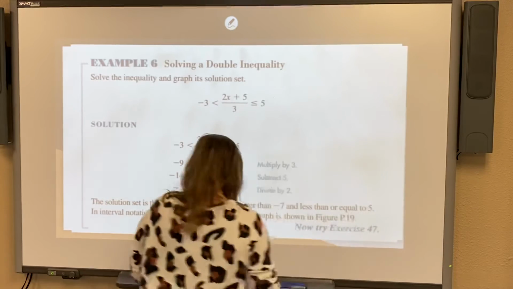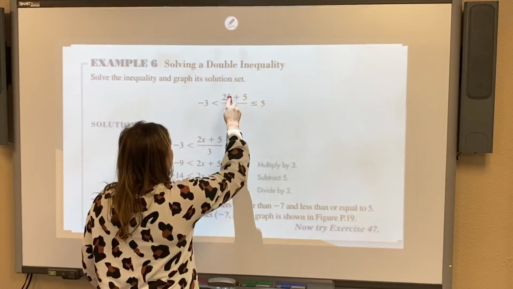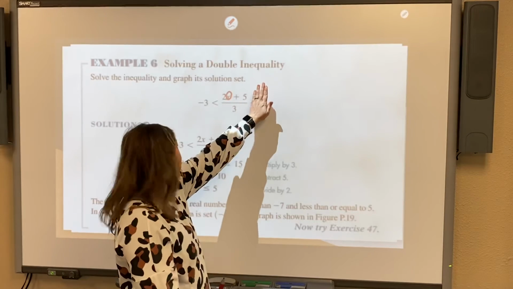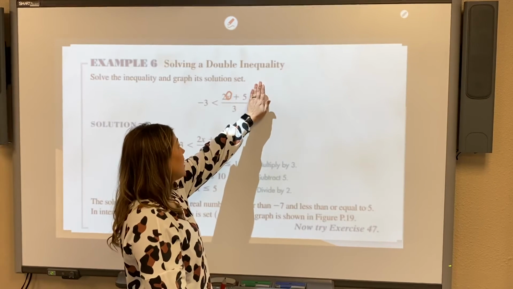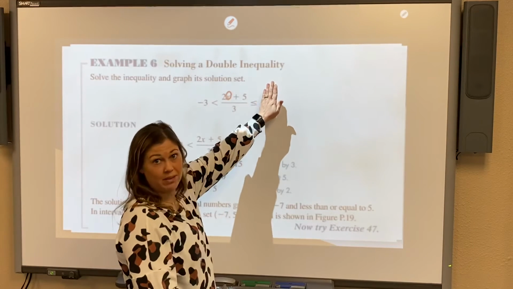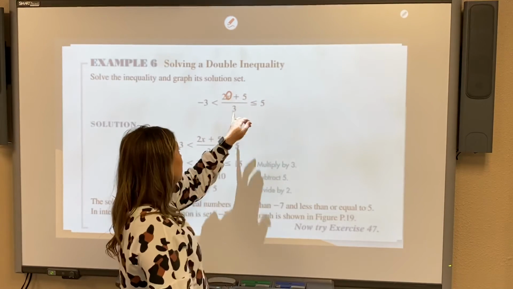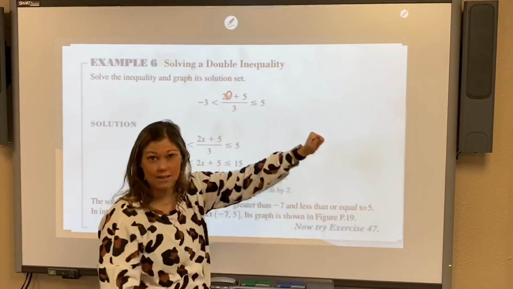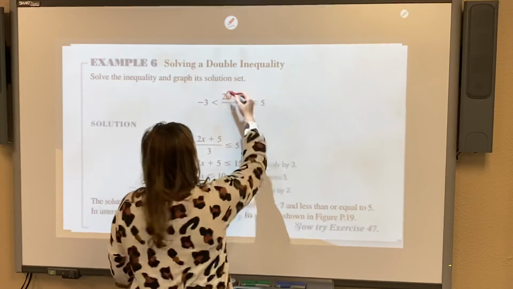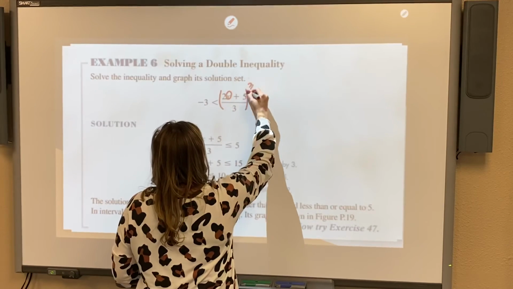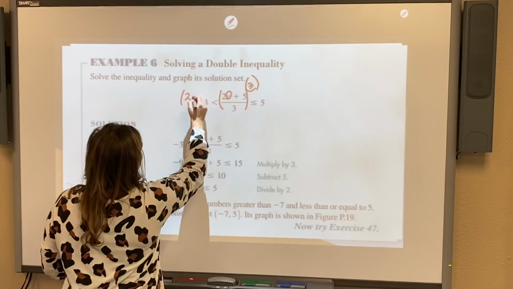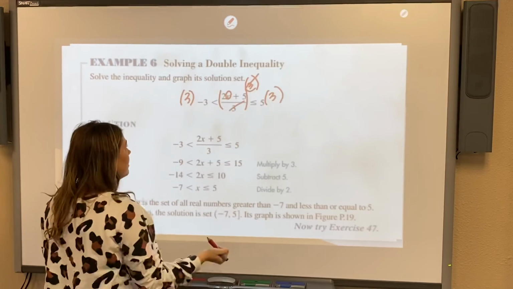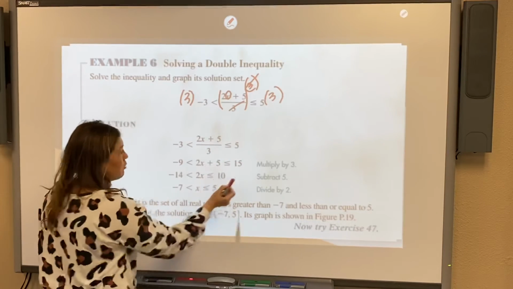Okay, so our goal is to get this x by itself. So if this was just a normal one, not a compound inequality, just a single inequality, your first step would be to multiply by 3 to break up that fraction. Okay, so instead of doing 3 to this side and this side, we would do 3 to this side, and this side. So we are going to multiply the inside by 3, and then multiply this side by 3, and then multiply this side by 3. Okay, these 3's cancel.